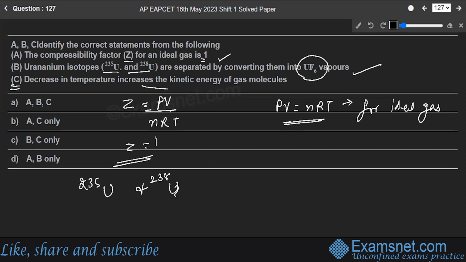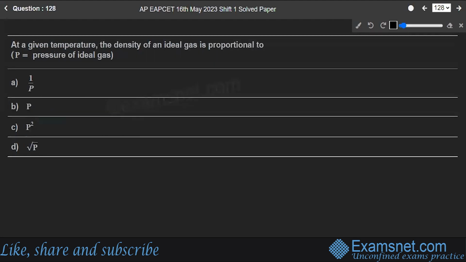Decrease in temperature increases the kinetic energy of the gas molecules. No, kinetic energy of the gas molecules is directly proportional to the temperature. So with a decrease in the temperature, the kinetic energy will also drop. That is, C is wrong. That means you have A and B as correct, which makes option D the right answer. Hope you understood this. Next is 128 question.